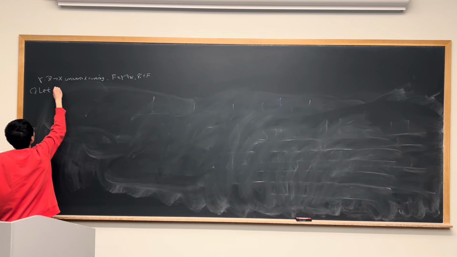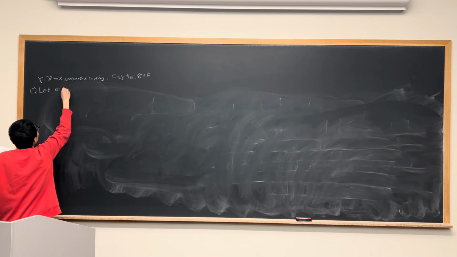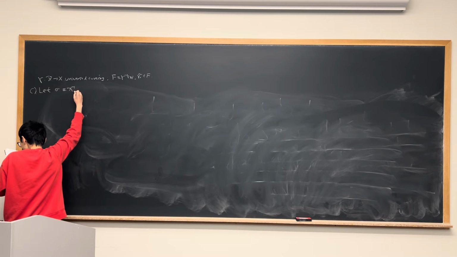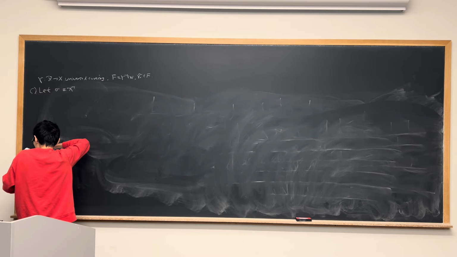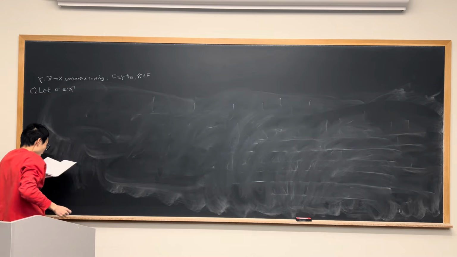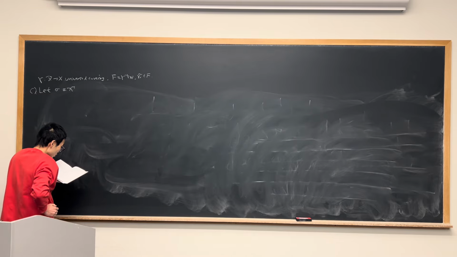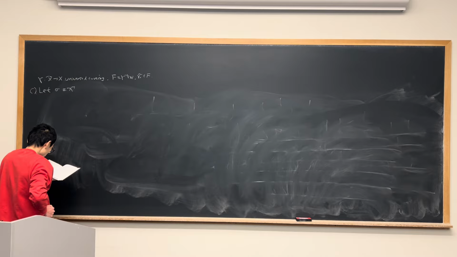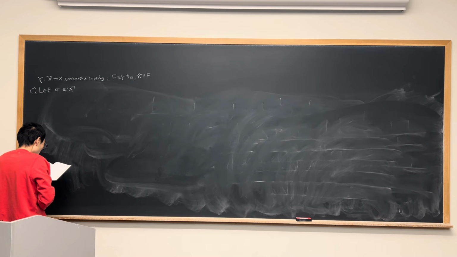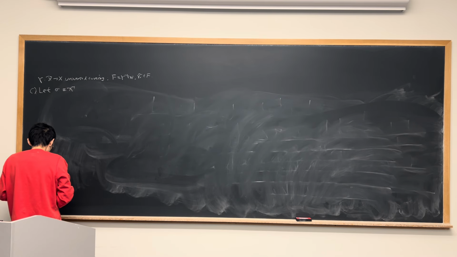So let's start with part C. Let sigma be defined as the chi inverse. I just don't write out what chi is, because we showed last time that this chi is an isomorphism, actually. Therefore it has an inverse.